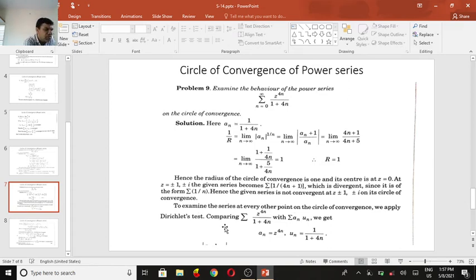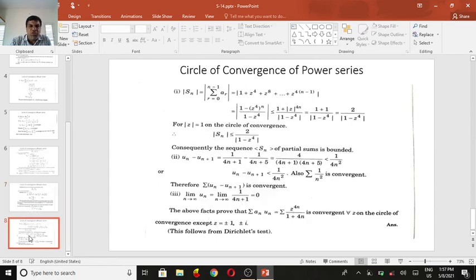So summation z power 4n divided by 1 plus 4n is of the form summation an un. We take an equal to z power 4n and un equal to 1 divided by 1 plus 4n. So if we take the partial sum Sn equal to the absolute value of summation ar, r running from 0 to n minus 1.